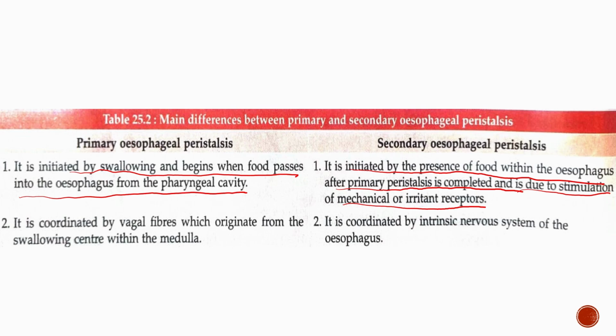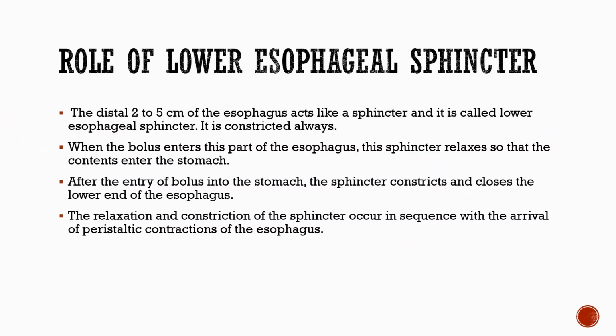The primary one is coordinated by vagal fibers which originate from the swallowing center within the medulla, but the secondary one is coordinated by the intrinsic nervous system of the esophagus.